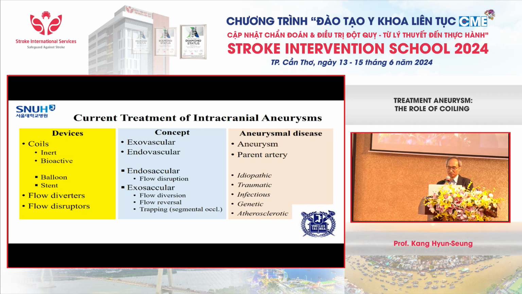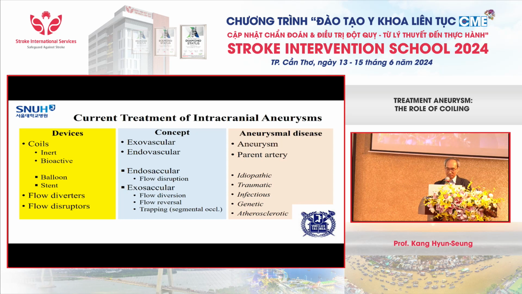When you look at the current treatment of intracranial aneurysm, I think we have to see the aneurysmal disease first. Sometimes the disease is very focal, only the aneurysm. Sometimes the disease is a little bit extensive or very extensive, so segmental or systemic. And there are various causes of aneurysm, so we have to look into that.